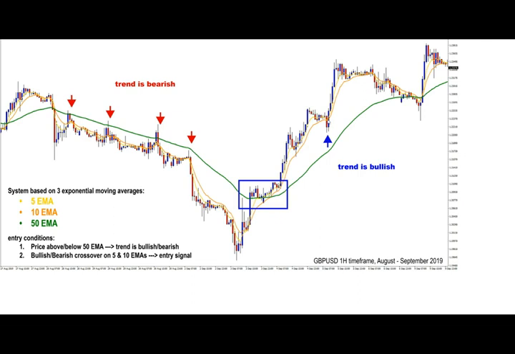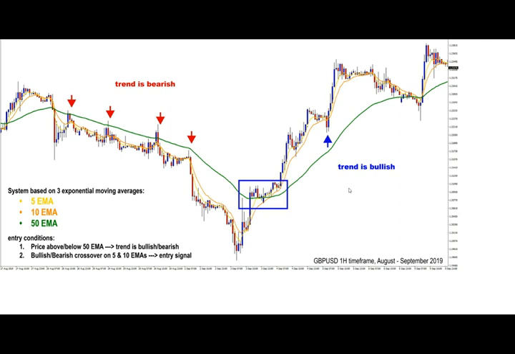While if you wait for the two shorter moving averages to come together and then cross over again to the bullish side, you've basically waited for the retracement, like in this case, and then you're joining a new leg higher.